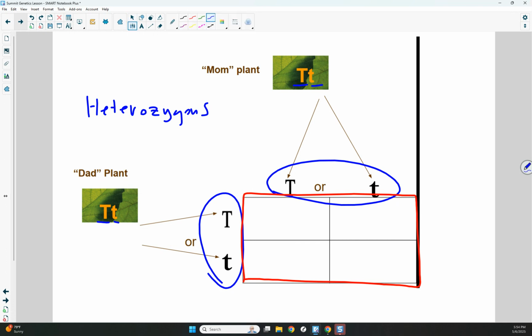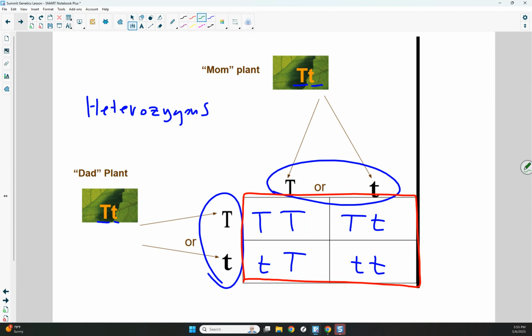So, for example, if dad gives the big T and mom gives the big T, then the child is going to be homozygous dominant. If dad gives the big T and mom gives the recessive little t, then the child is going to be heterozygous. If dad gives the little t and mom gives the big T, again, that child is also going to be heterozygous. And then if both parents give the recessive allele, we're going to have a homozygous recessive offspring.